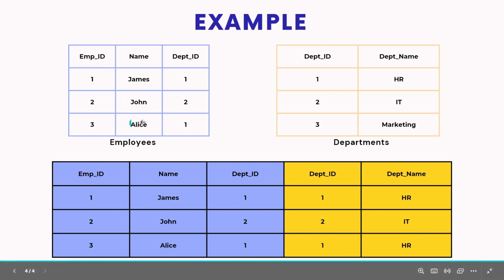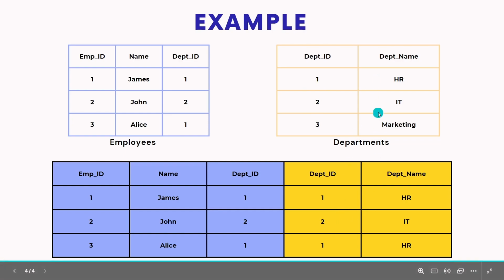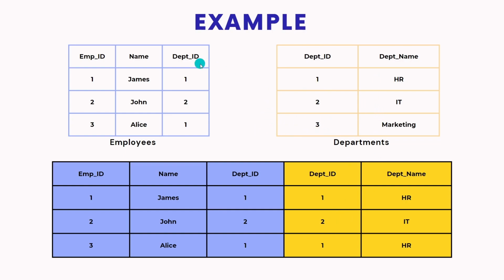For employee ID 3, you can see that there is department 1 assigned to that person. So you get the department 1, that is HR, assigned to that person. But since department 3 is not present in the employees table, this row is not included in the final table.